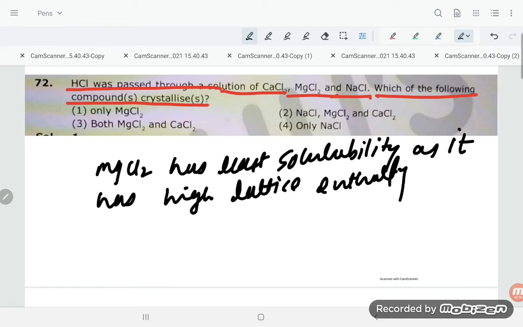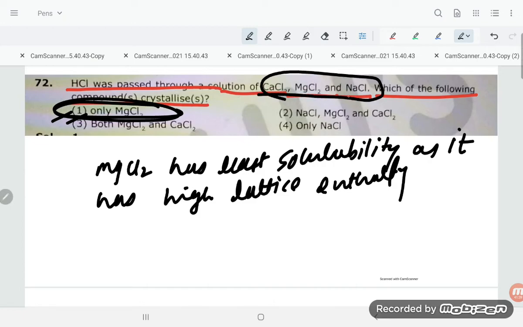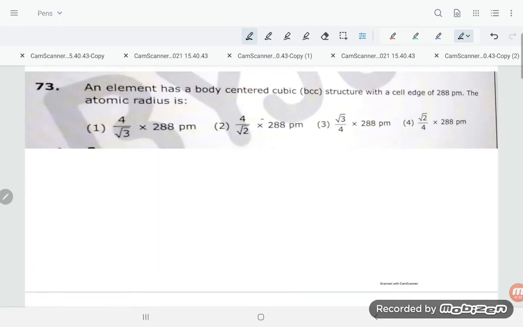Now among CaCl2, MgCl2, NaCl, which will be crystallized first, student? MgCl2 has least solubility, so it will crystallize first. Compared to that, NaCl is highly soluble, and CaCl2 is sparingly soluble. So if HCl is passed through a solution of these, MgCl2 will crystallize first. 73, student, let us try to solve problem number 73.